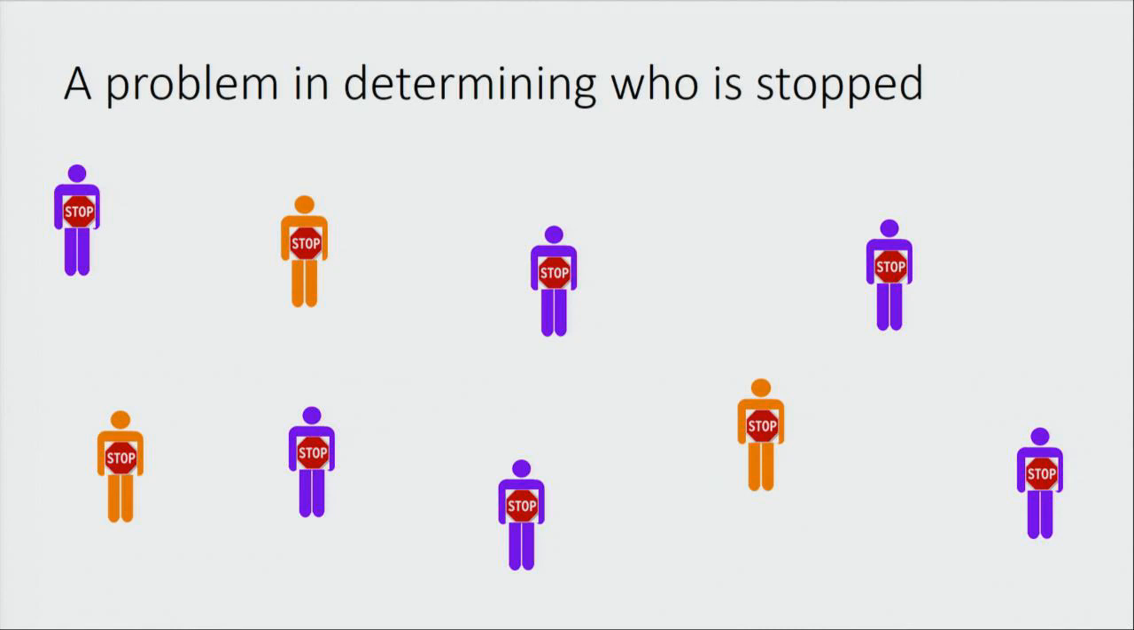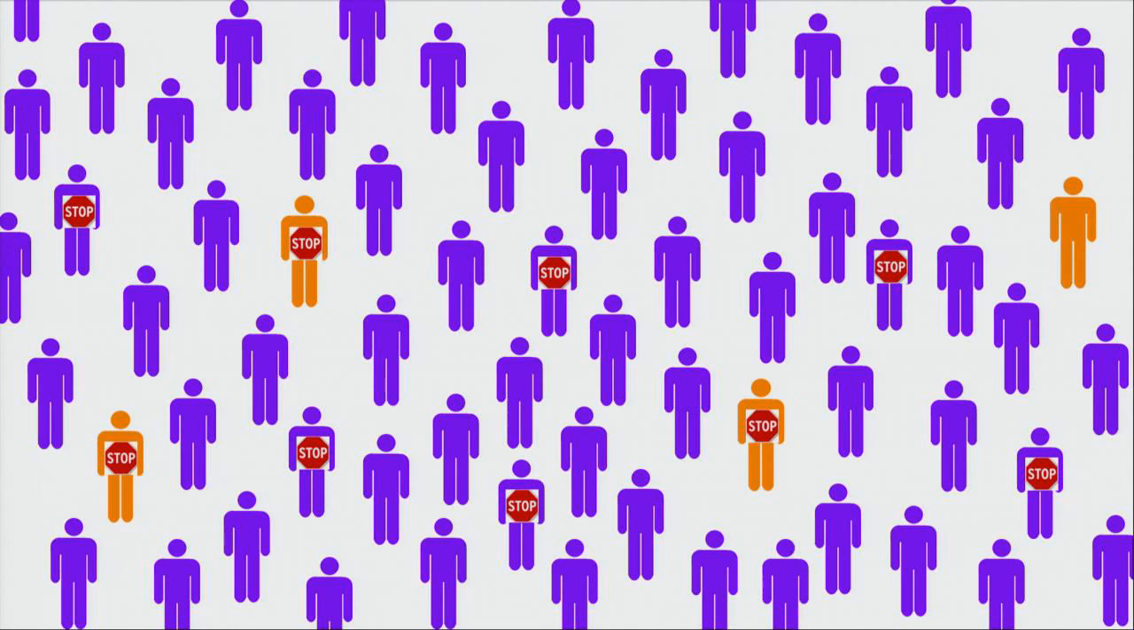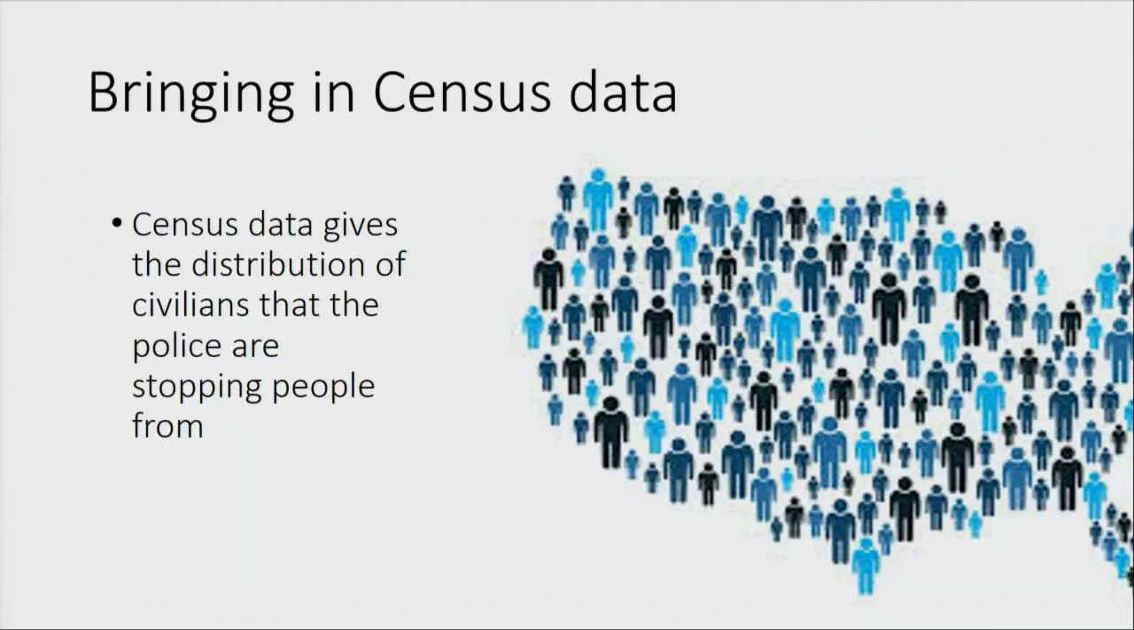There are twice as many of them. But maybe the actual population looks like this. There are lots of purple people, and very few of them are actually being stopped. And then maybe the orange people are experiencing more police bias. So we decided to bring in the census data.